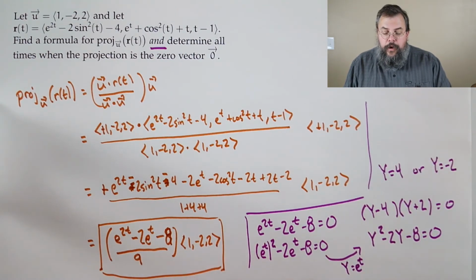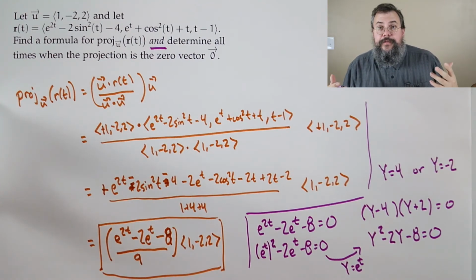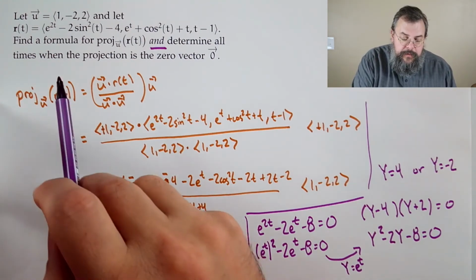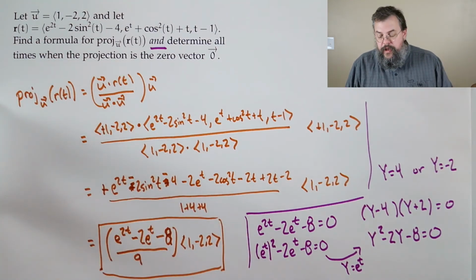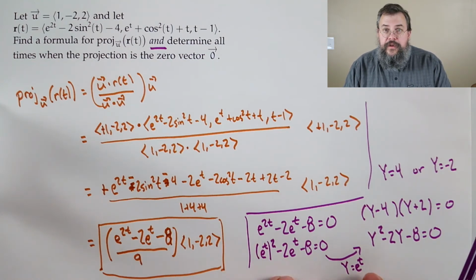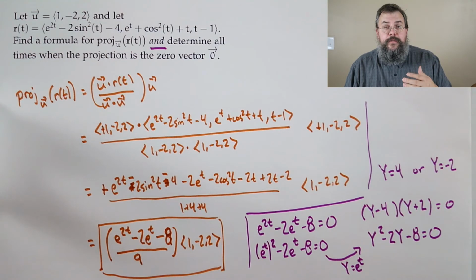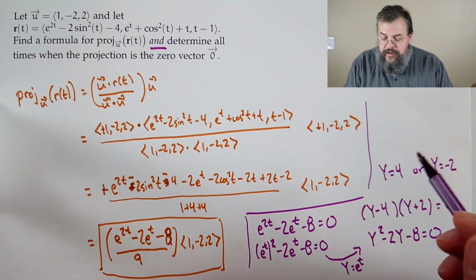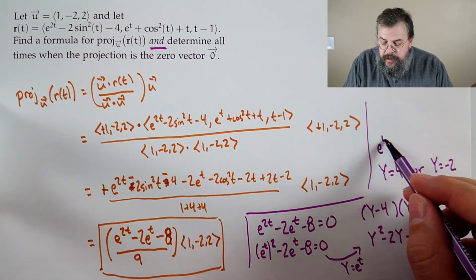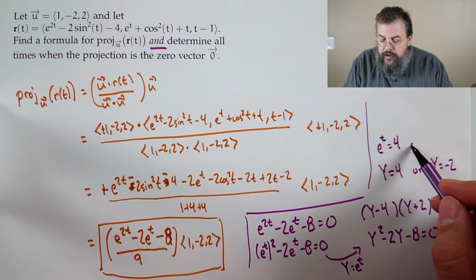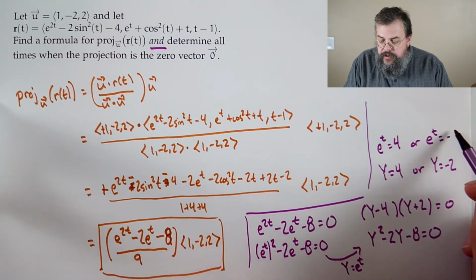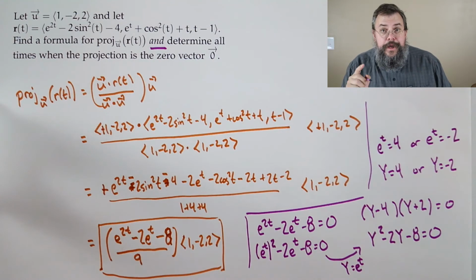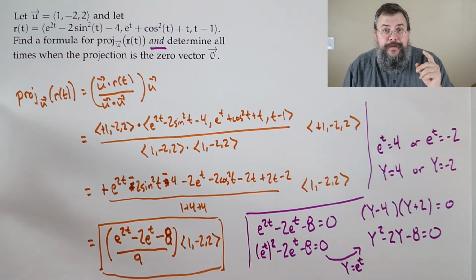But remember, we're trying to find all the times, which we should really think of, it didn't say it explicitly, but we should think of times as being t, all the times when we got 0 out. And y is just a substitute name. It's a very common thing to do in math where we say, well, let's give this a temporary name and work out and see what happens. So if we put our original name back, we get e to the t equals 4 or e to the t equals negative 2. Now, one of these is going to be good and one of them is not going to be as good. It's going to cause a problem.